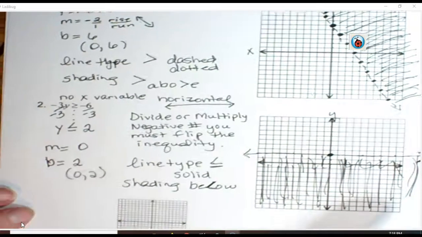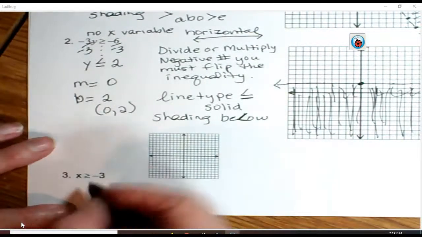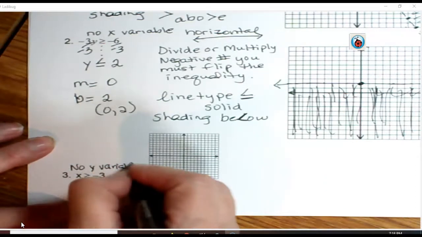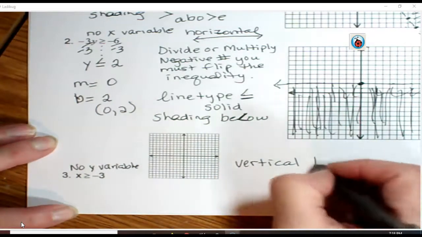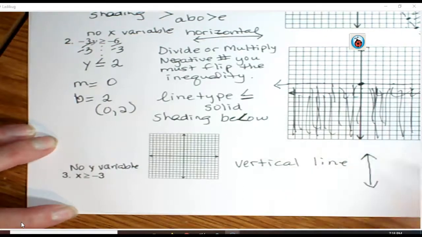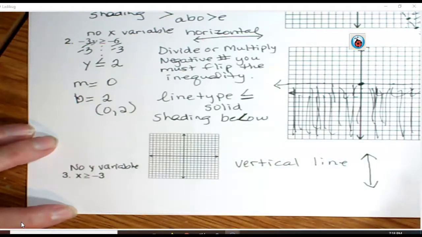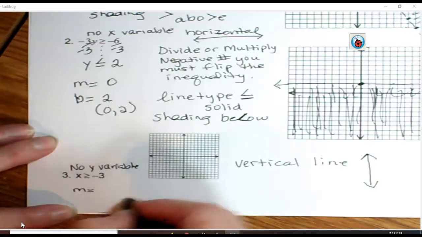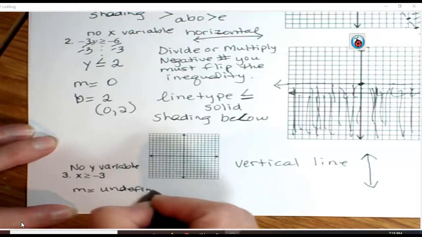Okay, let's look at number 3. Number 3, what we're doing is, you notice there's no y variable. Okay, this is a vertical line. That's when you have an x and no y. Goes like that. Okay, this is the only line that's not a function. So the slope for a vertical line is undefined or no slope.